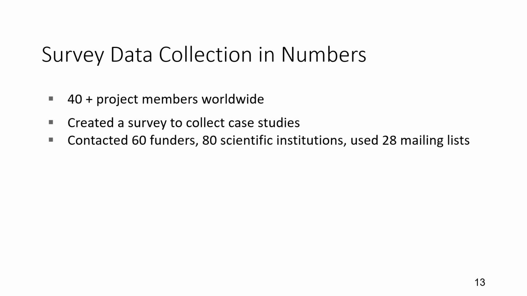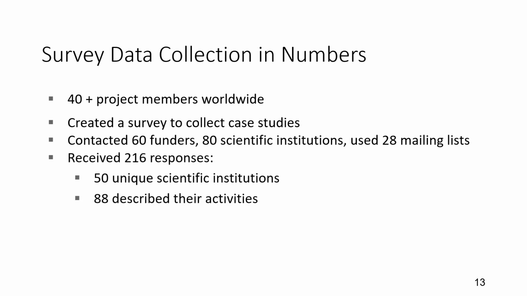We used 28 mailing lists to get the word out about the survey, and received lots of responses, including 50 unique scientific institutions across the world. And from that, we needed to decide which of those examples that we'd had submitted to the survey were the best case studies to develop for writing the cookbook.